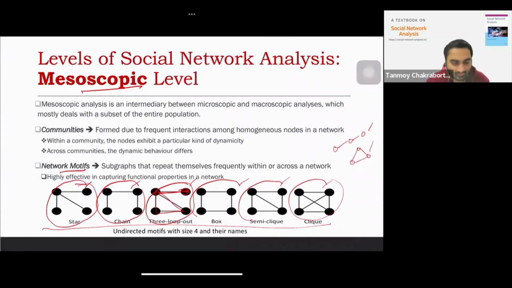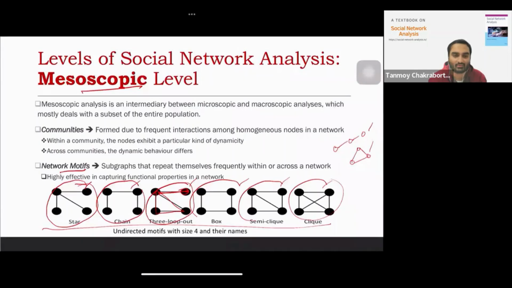Similarly, you can have different combinations if you have more nodes, 5 or 6. Now, these motifs are often called the building blocks of a network. Oftentimes there is research which showed that the number of stars, number of chains, the distribution of motifs across different networks often presents the characteristics of the network.